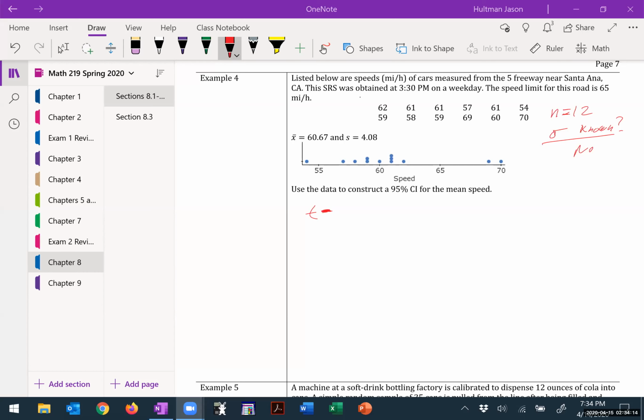Use the data to construct. There you go. Okay. Yeah, let's just get back to the math, okay? Because I don't want to not be stoked. Okay, like for sure. Okay, use the data to construct a 95% confidence interval for the mean C. We're going to use a t distribution here.